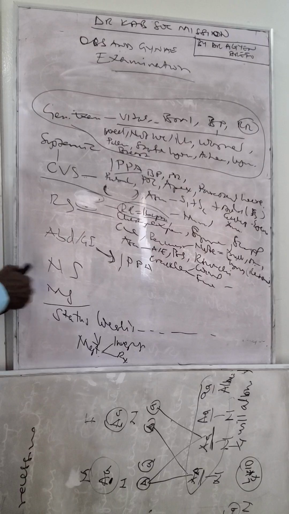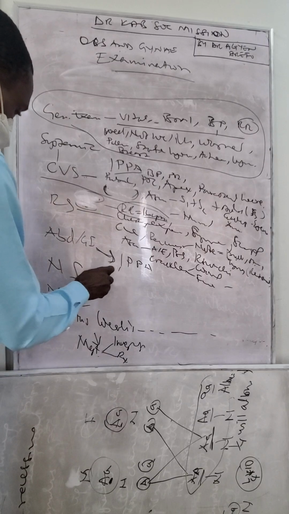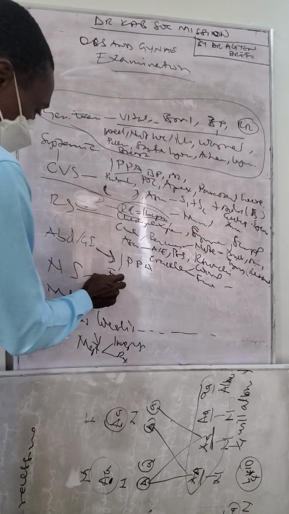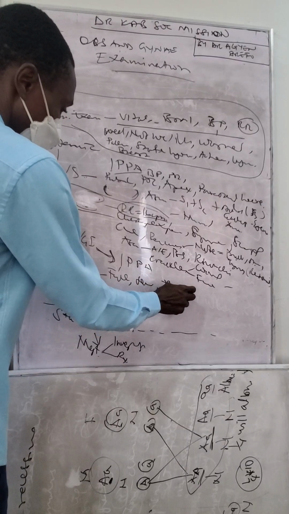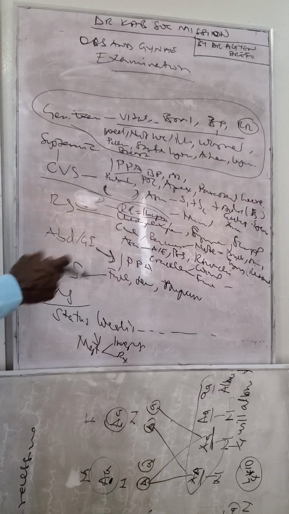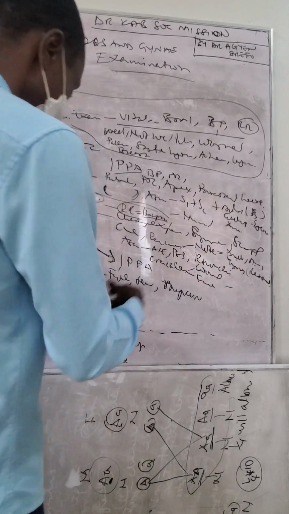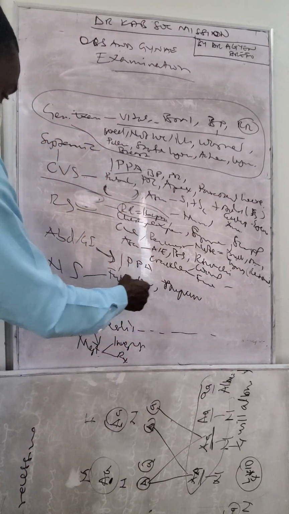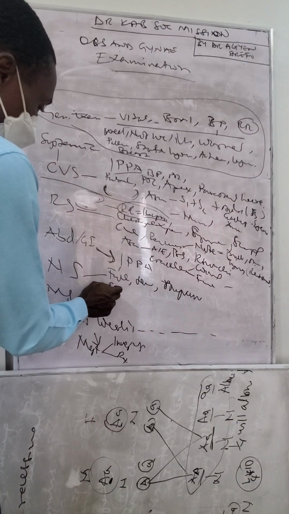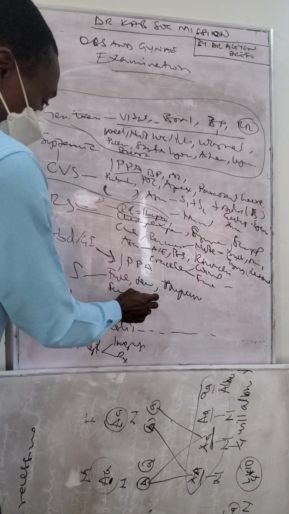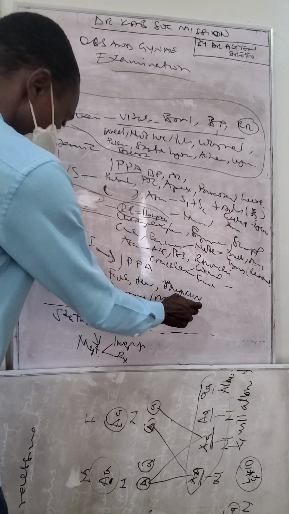The nervous system, the general state: fully conscious, semi-conscious, or stuporous. Stuporous means they gain consciousness and then lose consciousness again. Alright, and then that's the general state. Then you come to what? Your sensories. You come to your motor.